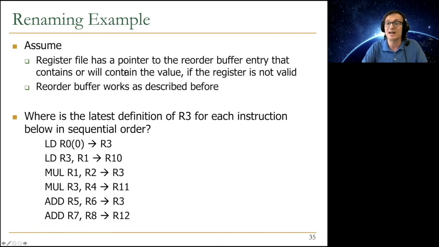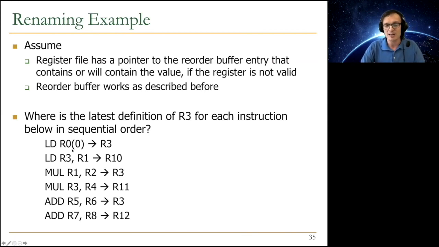Assume that a register file has a pointer to the reorder buffer entry that contains or will contain the value if the register is not valid, and the reorder buffer works as described before. Then the question becomes, where is the latest definition of R3 for each instruction below in sequential order? You need to simulate what happens in the machine that we described earlier. And this is not a very difficult question, if you will.